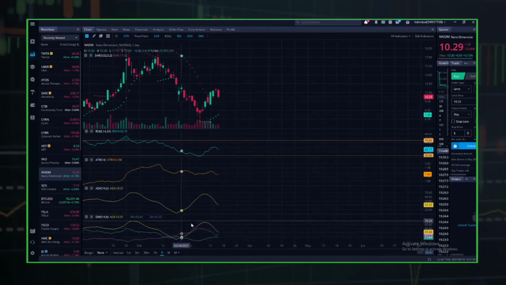Another way to see if it's trending up or down is using the DMI. So you do have the ADX in there. You also have your plus and your minus signs right here, your D plus and your D minus. As you can see, when the price is going up, the D plus is on top of the D minus, and this is what you want. When the price is going down, it reverses.